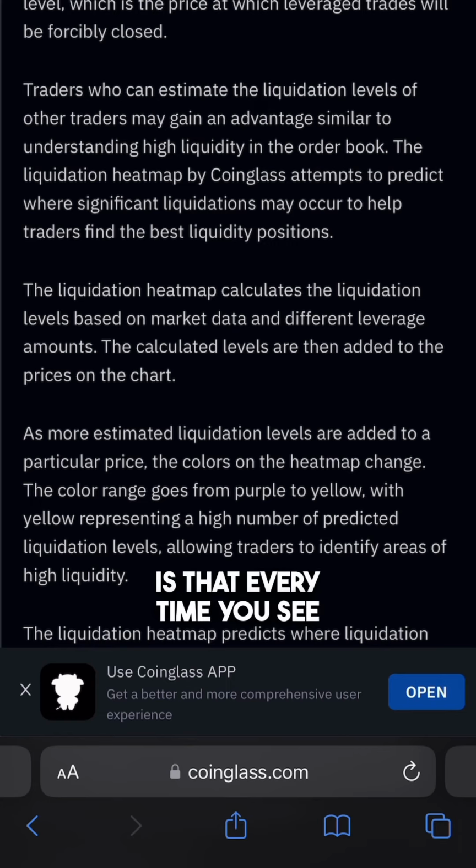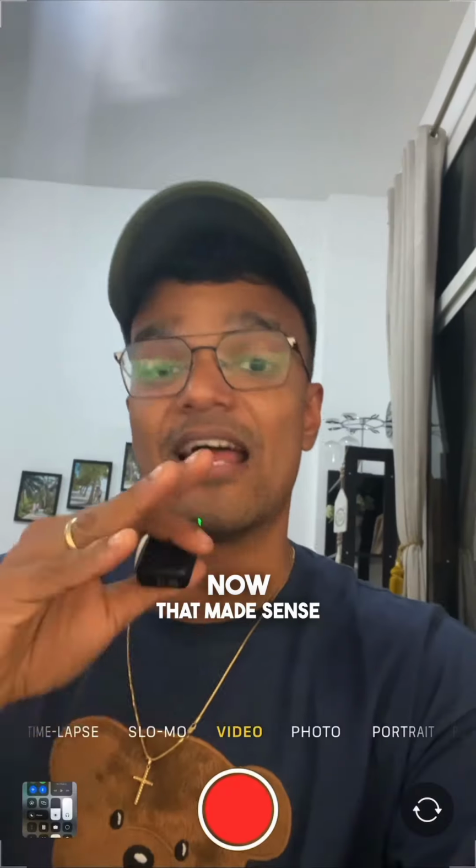Now, what this means is that every time you see a consolidation area, keep in mind that those are essentially market makers waiting for longs and shorts to collect for them to actually stop hunting and collecting liquidity. Now, I hope that made sense, guys.